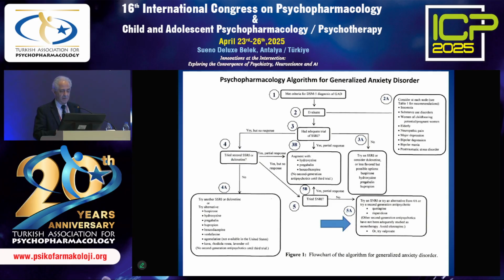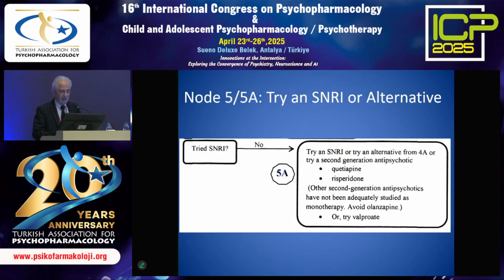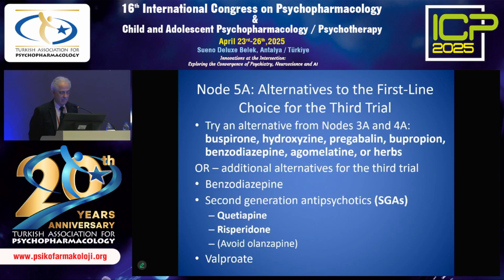But we have alternatives, like we did before. And here are some additional alternatives to all those ones I've already discussed. And they are, first of all, just listing those alternatives in case you forgot them. They are buspirone, hydroxyzine, pregabalin, bupropion, a benzodiazepine, agomelatine, or herbal treatments. The 2 herbs. So we'll add a couple of more.